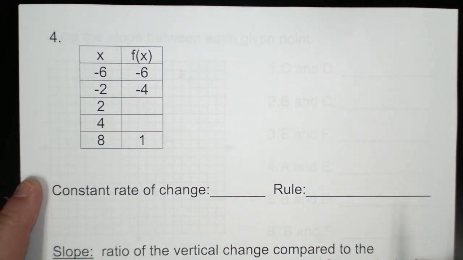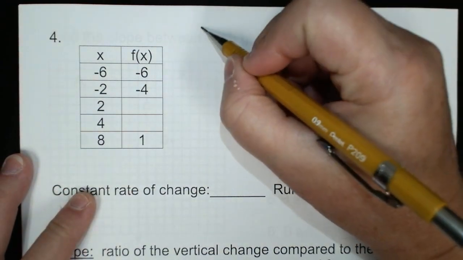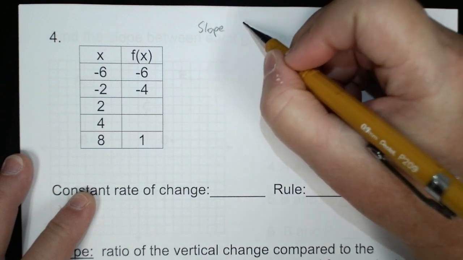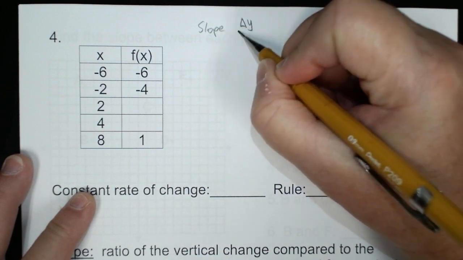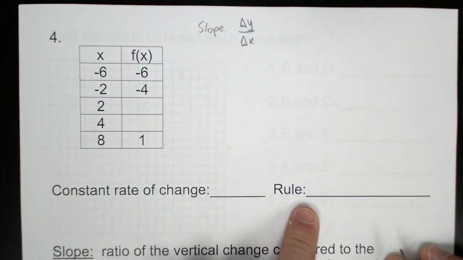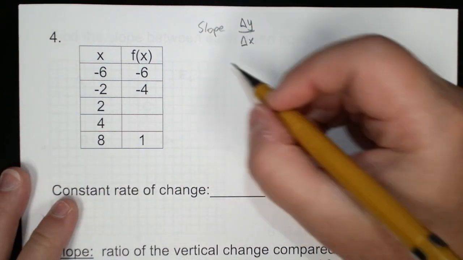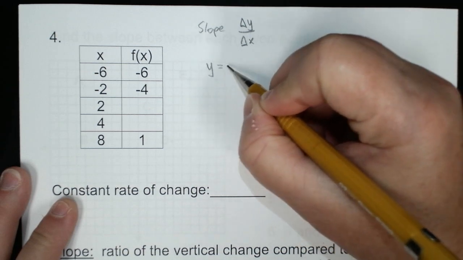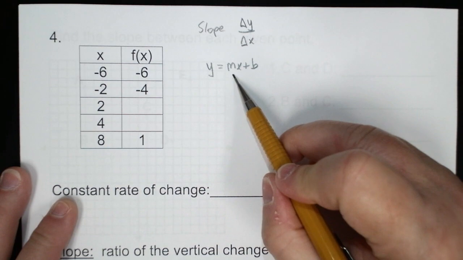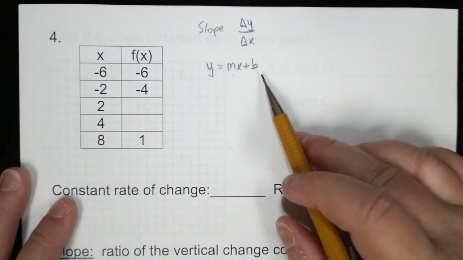This is page 2 of 5-1, slope is a rate of change. Remember that slope is the same as constant rate of change, which is the change of y over the change of x. I'm going to have to find a rule from a table, which means I have to be able to find y equals mx plus b, where m is the slope, and then I use the points to find the b.